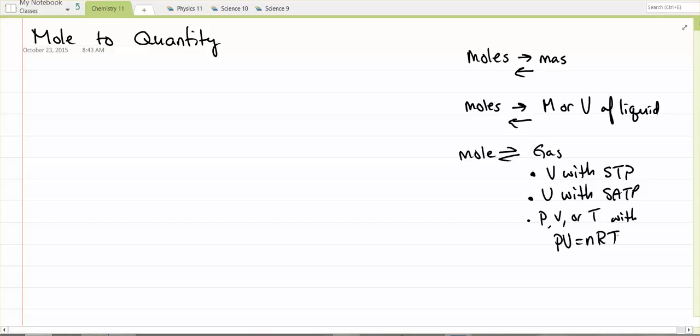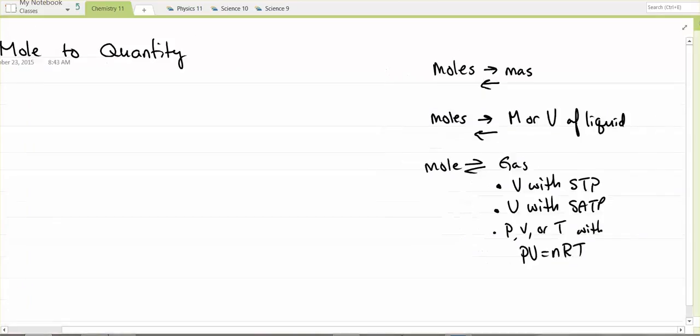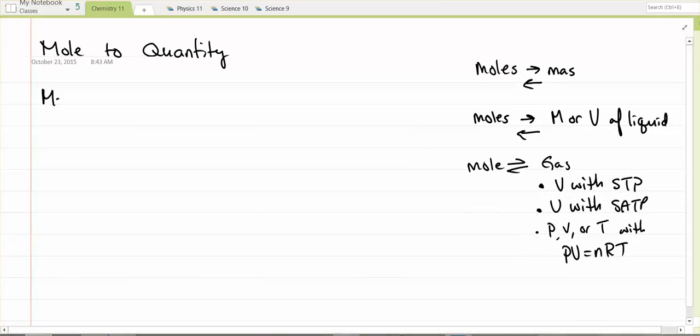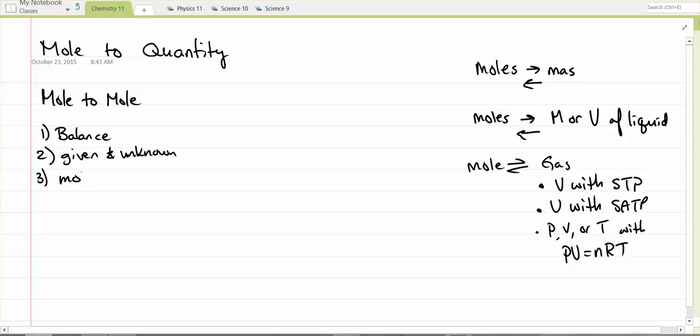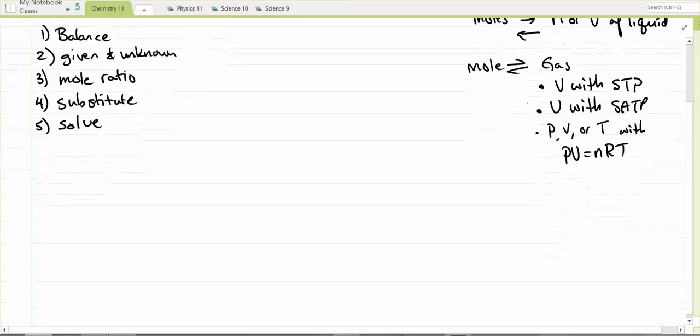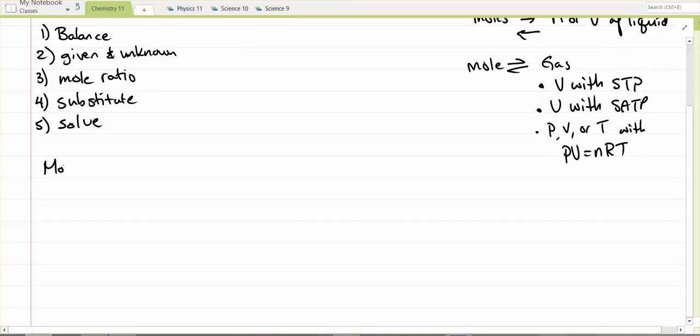So if you remember from last day when we did a mole to mole problem, we had 5 basic rules. Balance, given an unknown, mole ratio, substitute, and solve. So when we do a mole to quantity problem now, we're just adding a single step.